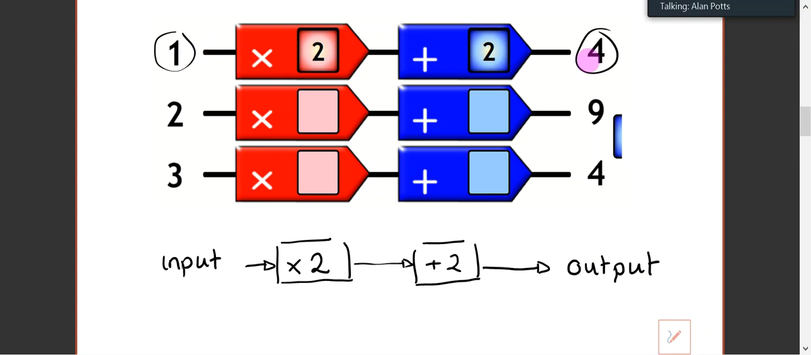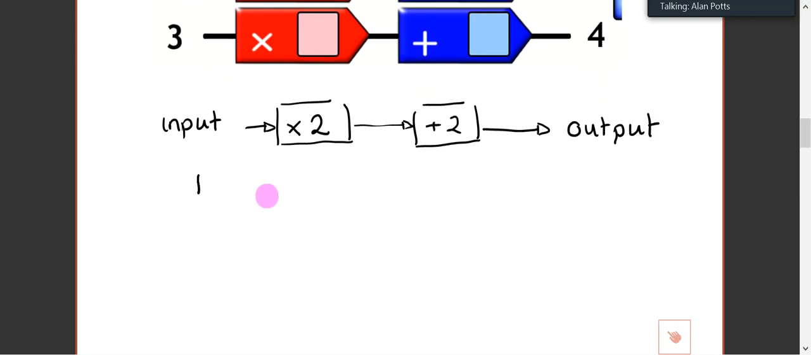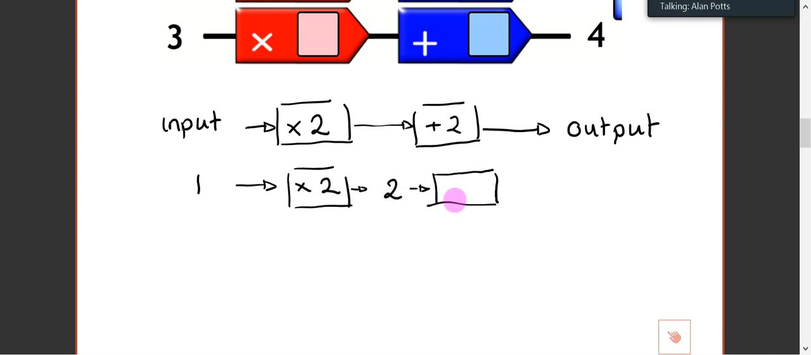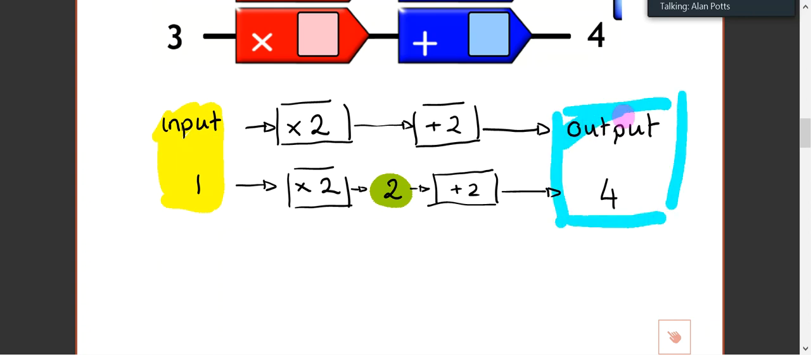Now, in this case, we had a 1 and a 4. So the input was 1. We multiplied by 2 and got the answer 2. We then put 2 into plus 2 and we get the output 4. We had to determine what these were using the information that was given. The thing that wasn't there was this intermediate number. But we do have the input, which is the number that you put in, and the output, which is the result. So the output being 4.